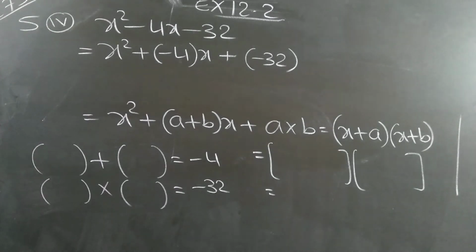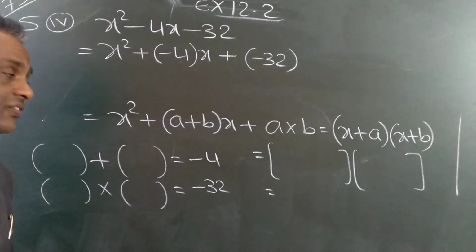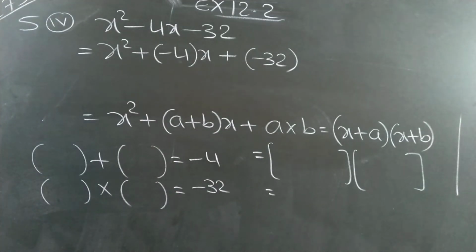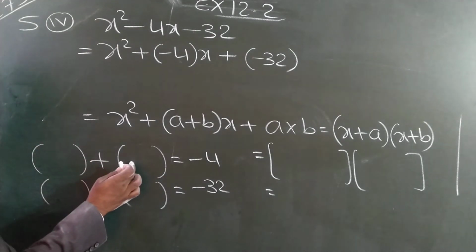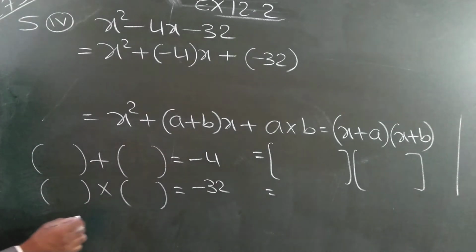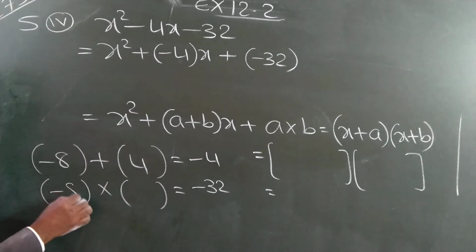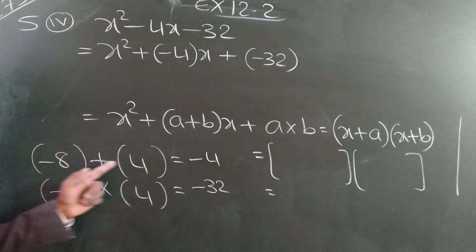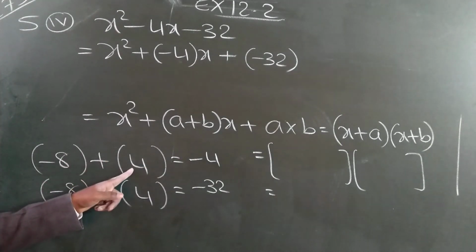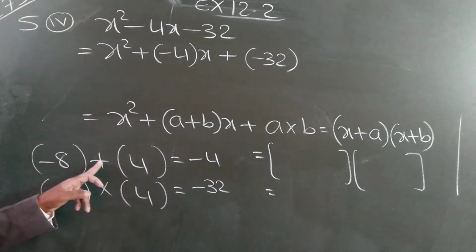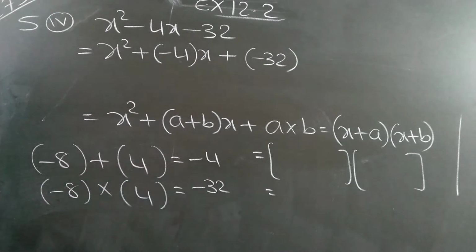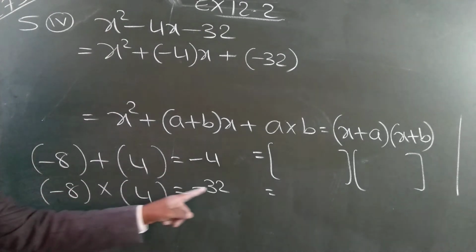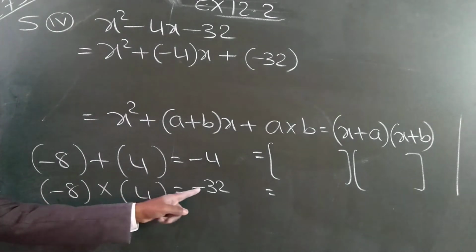See here. Students, what are the numbers? Sum is minus 4, product is minus 32. Did you decide the numbers? You may be getting some confusion, so I will explain. Plus means minus 4, into means minus 32. See, minus 8 plus 4. Minus 8 plus 4 is minus 4. This is minus, this is plus, so 8 minus 4 is 4. Minus sign is greater, so minus. Minus into plus, minus 8 fours are 32.